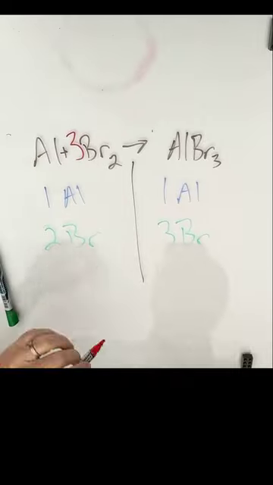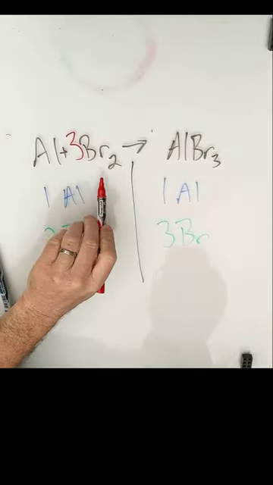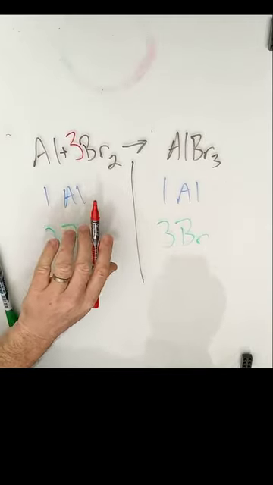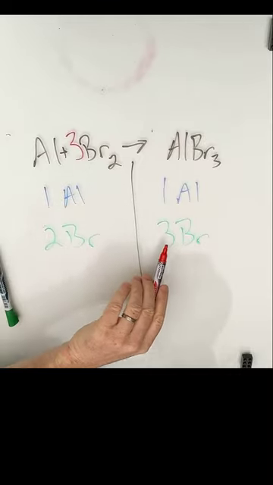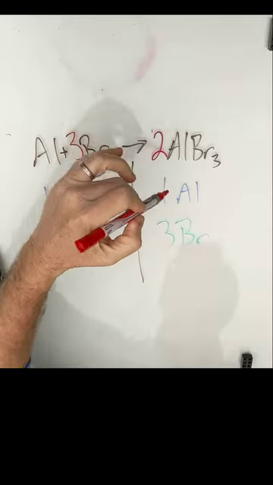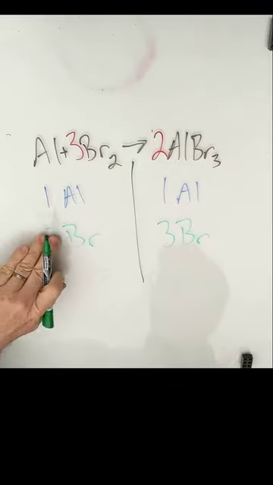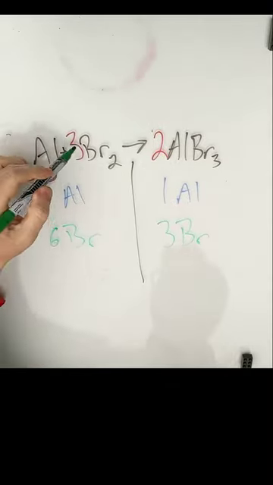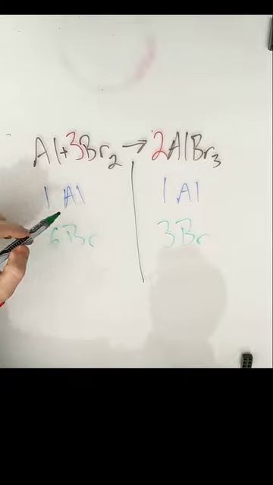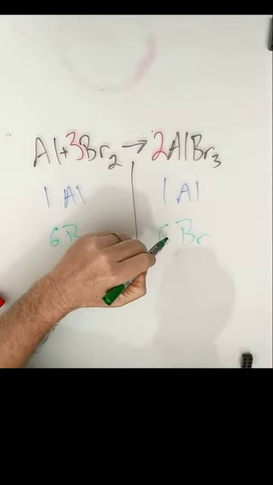So how do I get a 2 to be a 6? I multiply by 3. Remember, the coefficient is multiplying, not adding. That's something that confuses some people. And over here I've got a 3, so if I put a 2 here, it's 2 times 3, which is 6. So now this becomes a 6, because it's 3 times 2, and this becomes a 6.